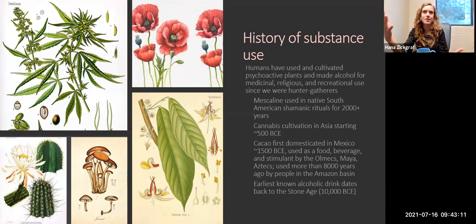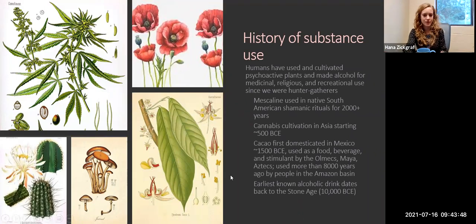But of course, when we started to intentionally cultivate plants, we cultivated them in such a way that their psychoactive properties became stronger and stronger after agriculture was developed by humans. So for example, mescaline, which comes from cactuses, has been used in religious rituals in Native America for thousands of years. Cannabis cultivation, so intentional agricultural production of cannabis, started in Asia in around 500 BC, but because people were intentionally cultivating it then, that implies that people had been using it when they found it in the wild a lot longer.